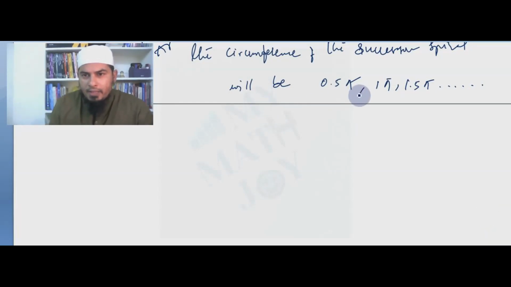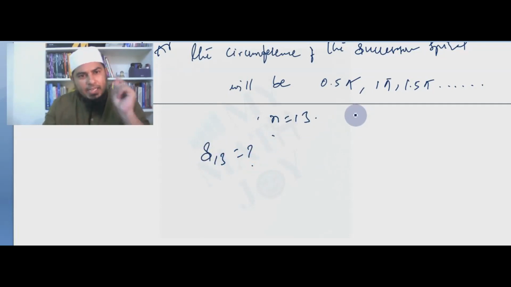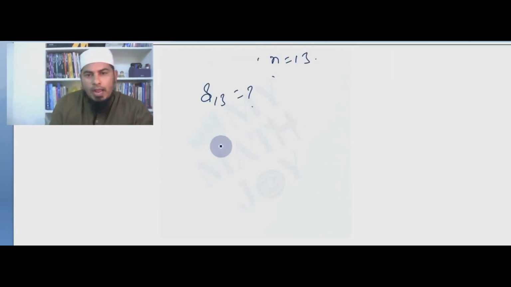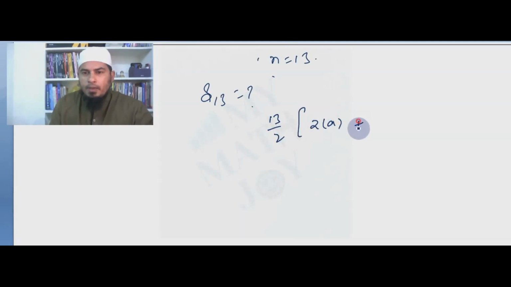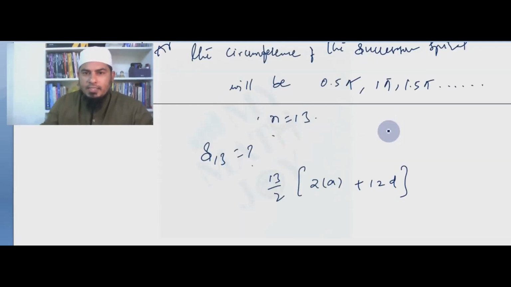If we are having a spiral, he wants us to find the answer with the help of S, and 13 semicircles are there. n is 13. We need to find S13. S13 is a question mark. So pi comes here. You may be confused here, so I'll do the problem for your sake. S13 is equal to 13 over 2 into 2a plus 12d. What is the d value here? d is 1 pi minus 0.5 pi, and it will be 0.5 pi.